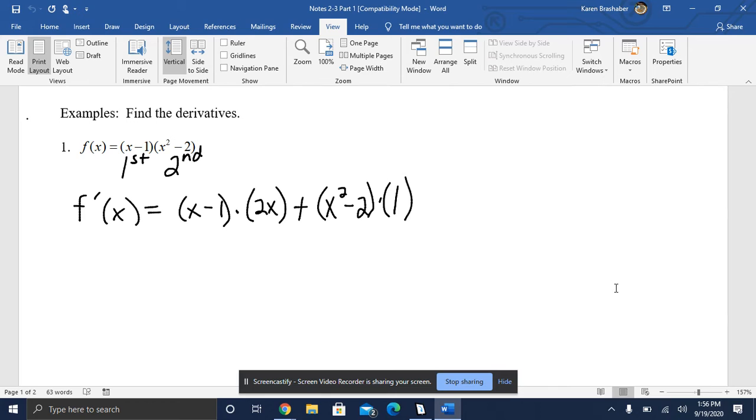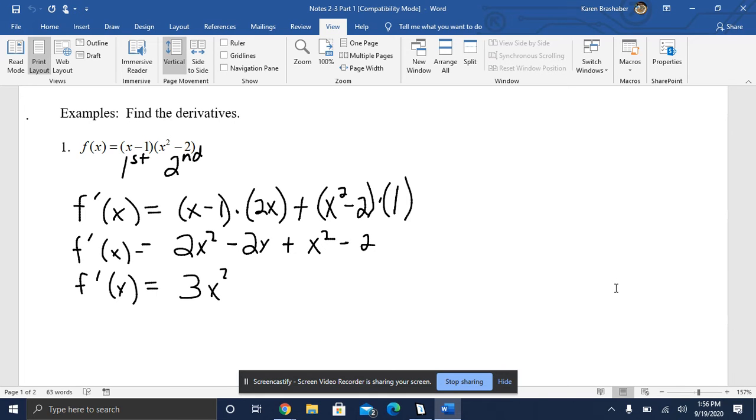And then the rest of your work on this would be just to simplify this. So, for example, you could distribute 2x to the x minus 1. That would give you 2x to the second minus 2x. And then likewise, you could take 1 times x squared minus 2. And then combining your like terms, your f prime of x would be 3x to the second minus 2x minus 2. And there is your first example.